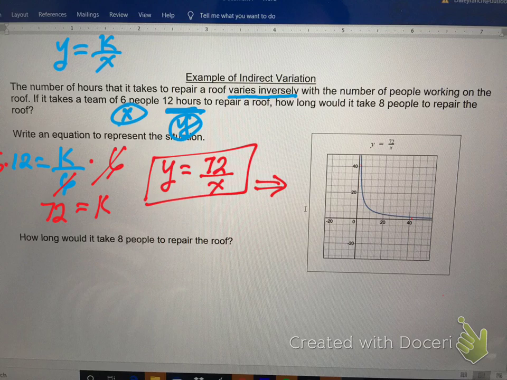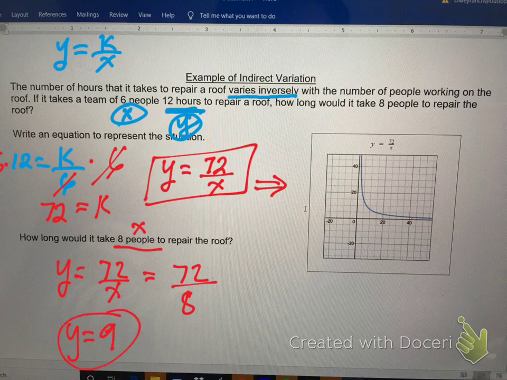Now, how long would it take 8 people to repair the roof? Remember, the number of people is my dependent variable x, okay? So x is my number of people. So I use that equation, y is equal to 72 over x, and I simply plug 8 into x. So y is equal to 72 divided by 8, and 72 divided by 8 is 9. So y is equal to 9. It takes me 9 hours to get this done.